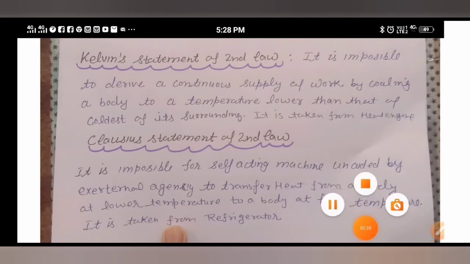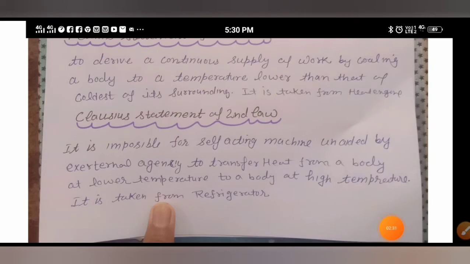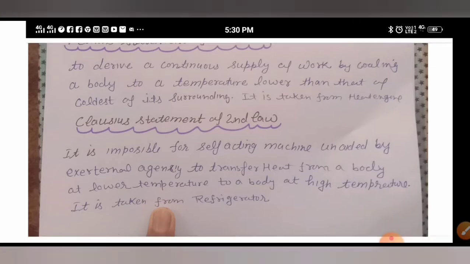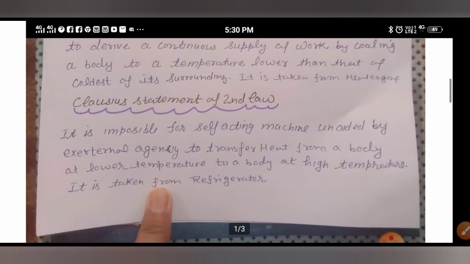For example, the temperature of surrounding is 25 degrees Celsius. So you cannot cool a body less than 25 degrees Celsius. This is the meaning of this statement, that you cannot get a continuous supply of work by cooling a body to the coldest of its surrounding. And this statement of second law of thermodynamics is taken from heat engine.